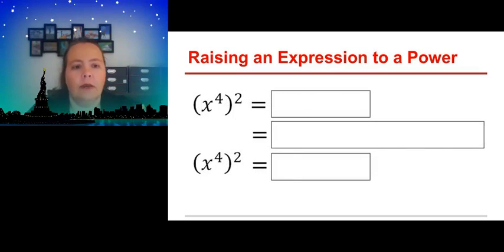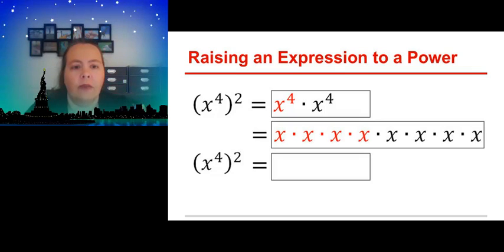In another example here, we have x to the fourth raised to the second power. Well, x to the fourth raised to the second power tells us that we're going to multiply x to the fourth times x to the fourth. Then we're going to expand. So we have the x to the fourth in red has been expanded to the 4 red x's being multiplied together, and the x to the fourth in black has been expanded to the 4 black x's multiplied together. And when we look at that, we have 8 x's being multiplied together. So that gives us x to the 8th. Again, we can see that x to the fourth to the second power is equal to x to the 8th.